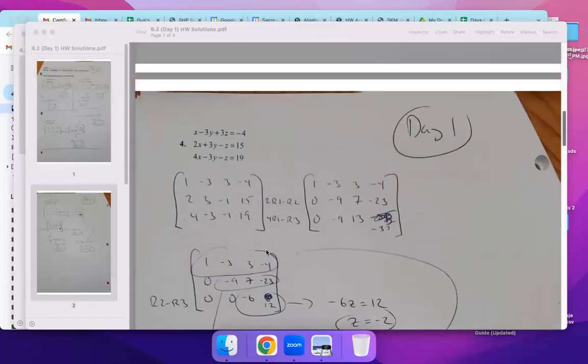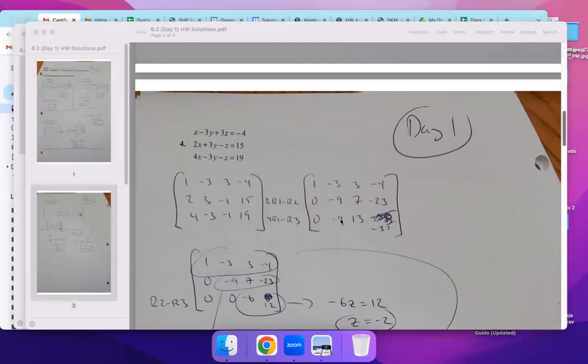This one's a doozy. You have 3 equations, 3 variables, but you make your augmented matrix, and you could actually do a couple of operations in one step. Like here I did 2R1 minus R2 to get rid of the first term in the second row. And I did 4R1 minus R3 to also get the first term in the third row. And then I decided to combine R2 and R3 to get rid of the -9s.